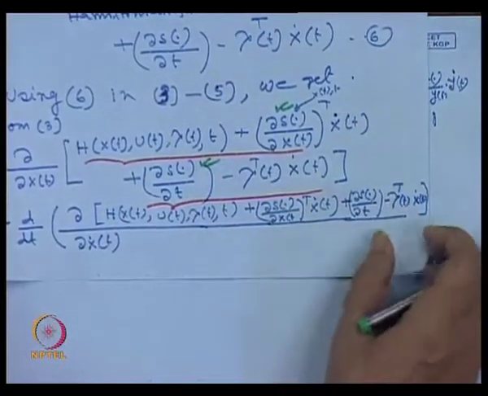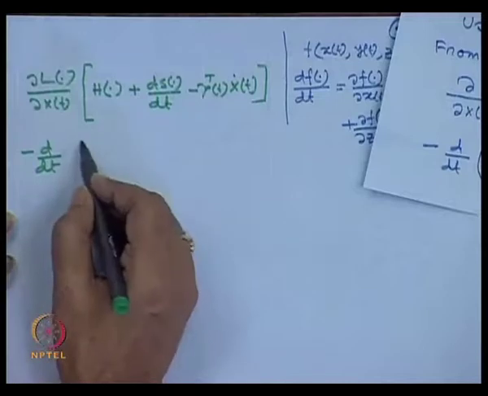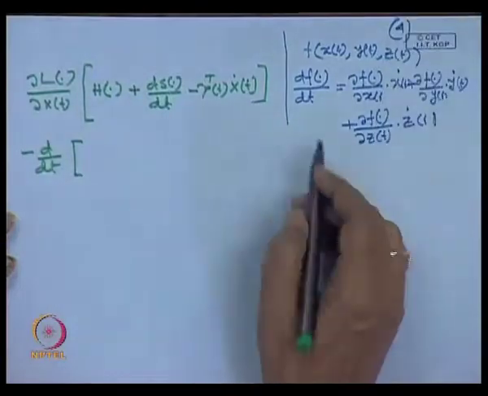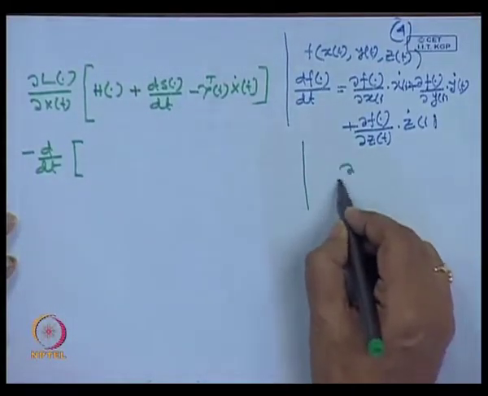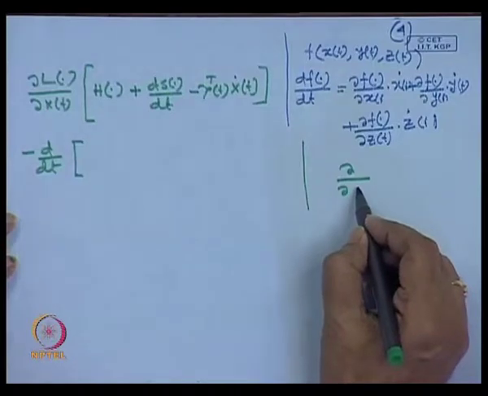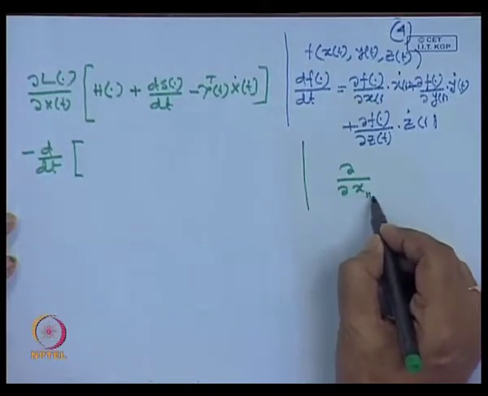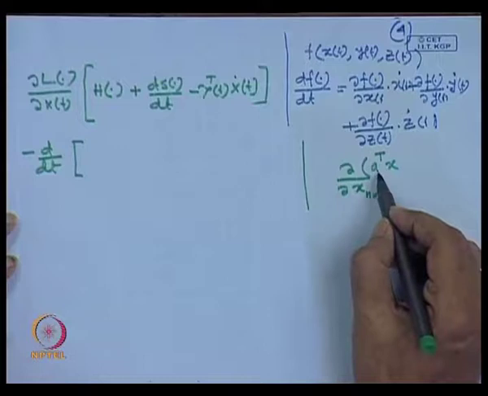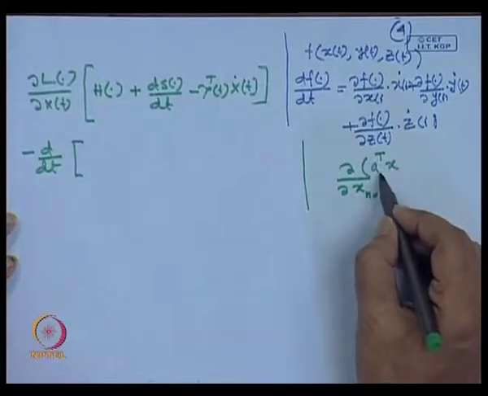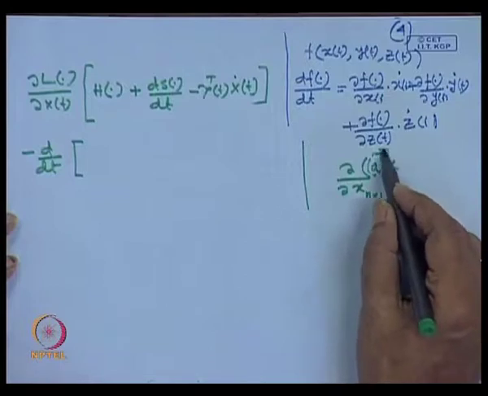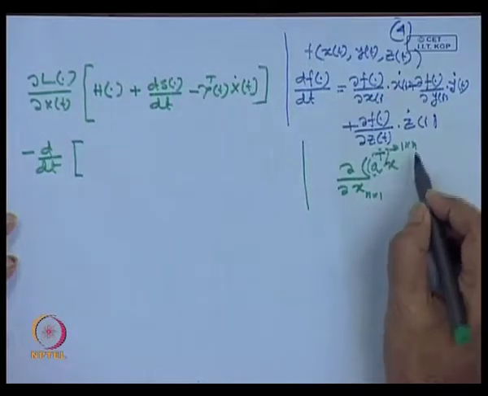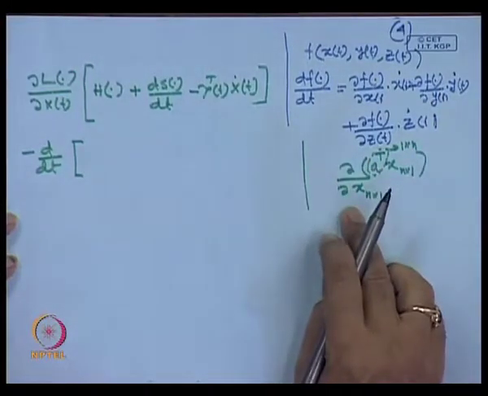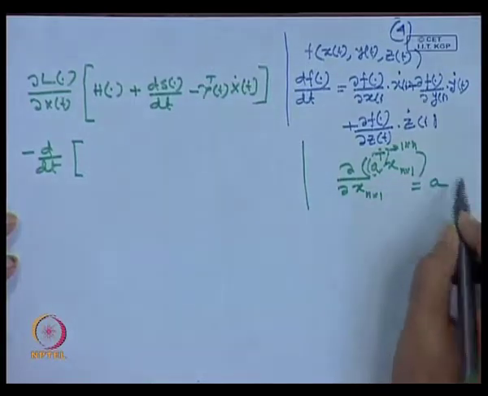Ultimately it comes like this way. If you recollect once again, if you have a function A transpose x, where x is a vector and A is a row vector of dimension 1 cross n, and x is n cross 1, so it is a scalar quantity. Differentiating with respect to the vector, the result is A.